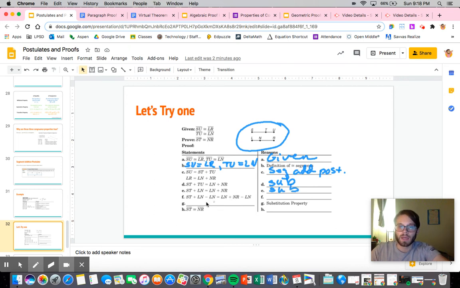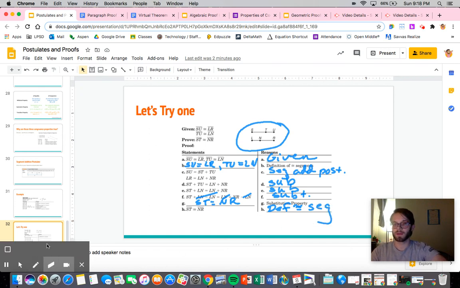All right. Now, finally, we are subtracting the LN from both sides. So I'm going to subtract, which is ultimately leaving you, bam, that cancels and that will cancel. So I'm going to get ST is equal to NR, by the substitution property. And then finally, we know that segment ST is congruent to segment NR. And what is that going to be? Well, the same thing that we did up there. That is the definition of congruent segments. Could have just used the definition of congruence as well.